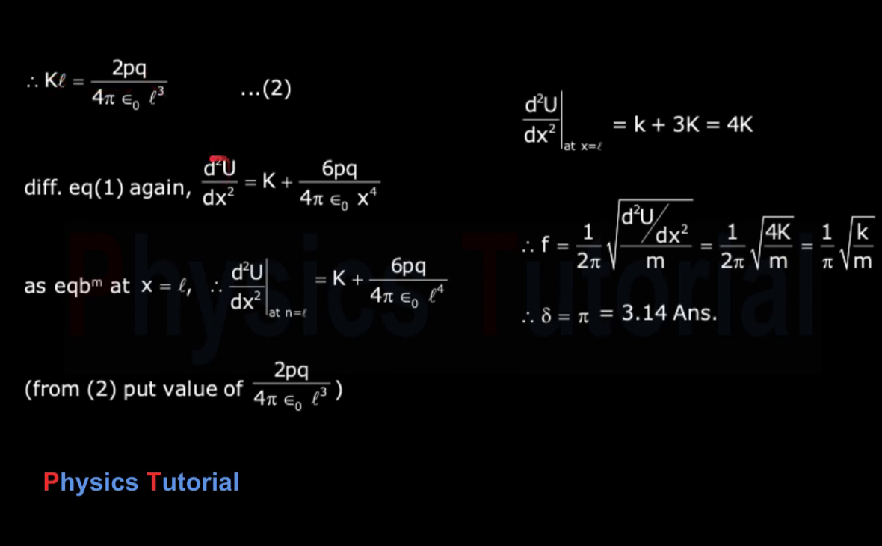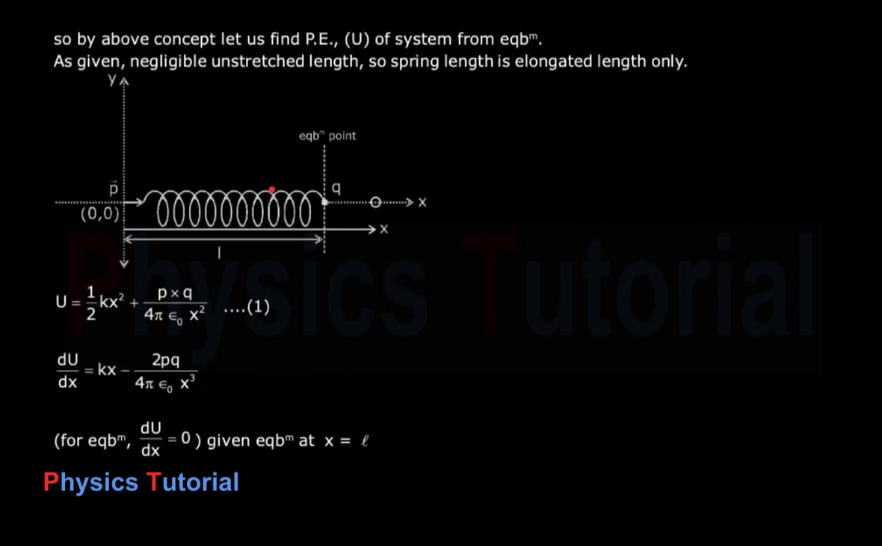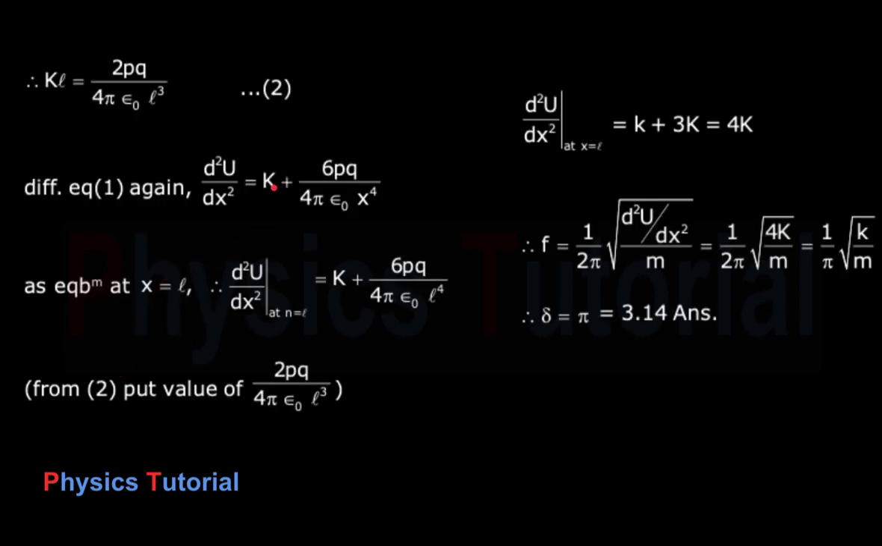So that will be d squared u upon dx squared, the differential of the equation. d squared u upon dx squared, instead of kx, that is k, and here plus 6pq upon 4 pi epsilon naught x to the power 4. Yes, after the double derivative of this one, differentiating equation 1. So as equilibrium is at x equal to L, d squared u upon dx squared, substitute the value of x as L over here: k plus 6pq upon 4 pi epsilon naught L to the power 4.